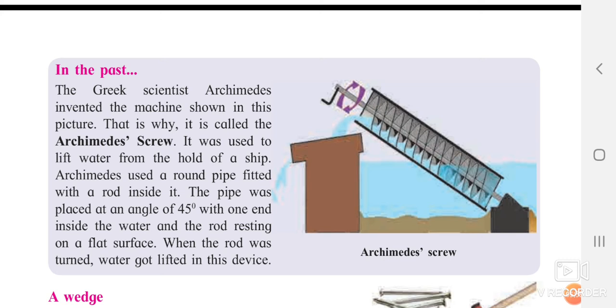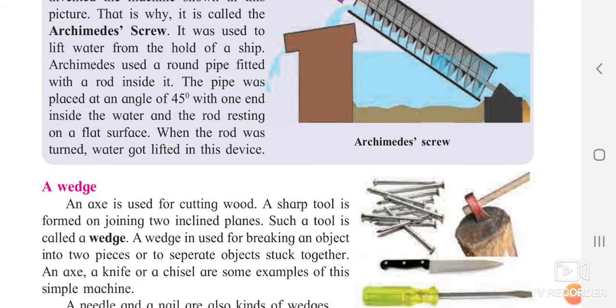Archimedes used a round pipe fitted with a screw inside it. He fitted that pipe into a hole which he had dug beneath. The pipe was placed at a 45-degree angle, with one end beside the water and the other end resting on the flat surface, on the upward side. When he rotated the screw inside, it moved the water upwards, and the water came up. So this is a simple use. This is called Archimedes' screw.